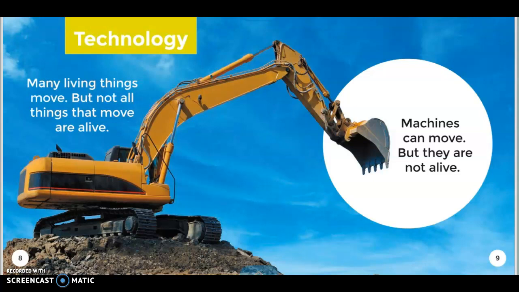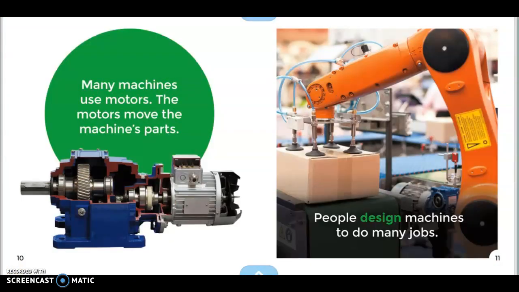Technology. Many things move, but not all things that move are alive. Machines can move, but they are not alive. Many machines use motors. The motors move the machine's parts. People design machines to do many jobs.